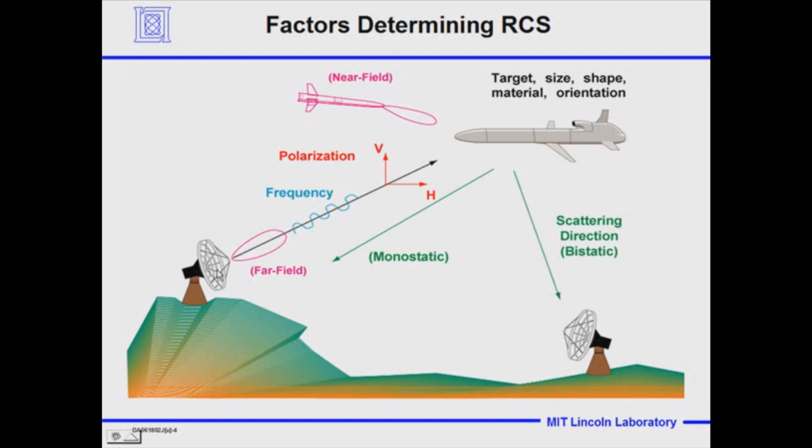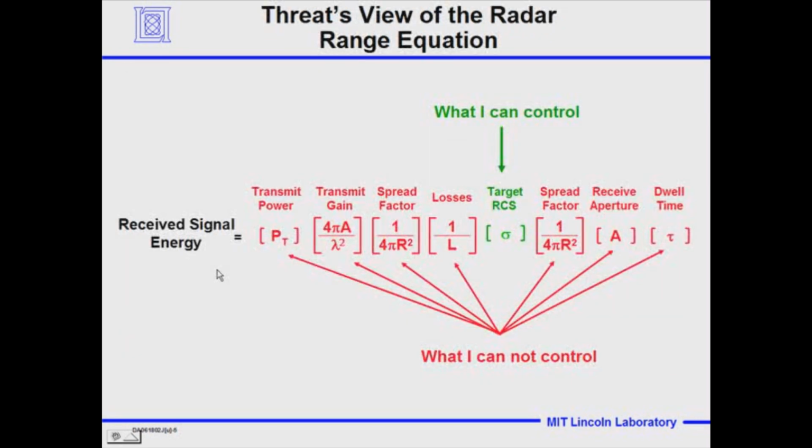So there's an awful lot of different factors that determine what makes up the radar cross-section. Now, if you're the person who's building an aircraft, say, and you don't want someone to see you coming, you're viewed by the radar as the threat. And what can you do? Well, if you look at the radar energy that's received, this is all the factors that determine what the energy is that's received back at the radar.